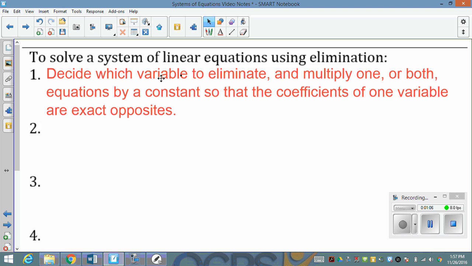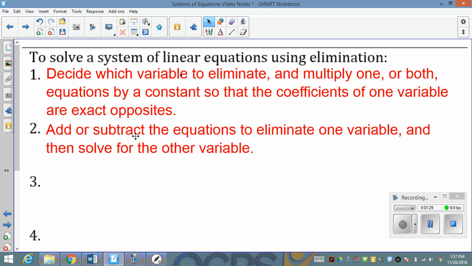Our first step is to decide which variable to eliminate, and then multiply one or both of the equations by a constant so that the coefficients of one variable are exact opposites. Now we've practiced doing this. Remember, we want something like a 2x and a negative 2x, or a negative 6y and a positive 6y. What this allows us to do is to add the equations to eliminate one variable, and then that's going to give us an equation where we can solve for the other variable.